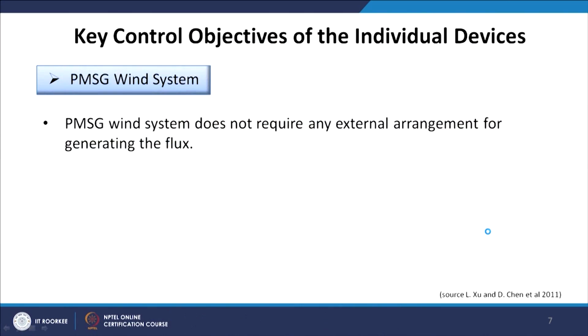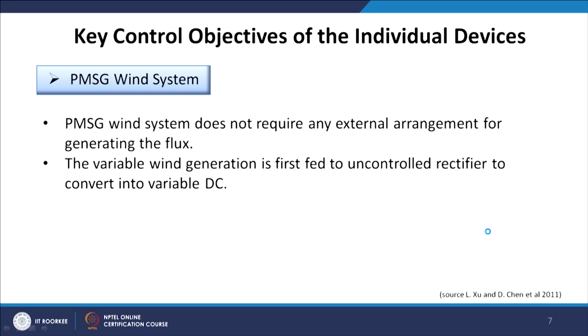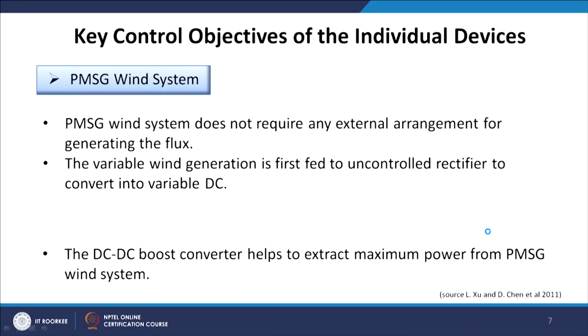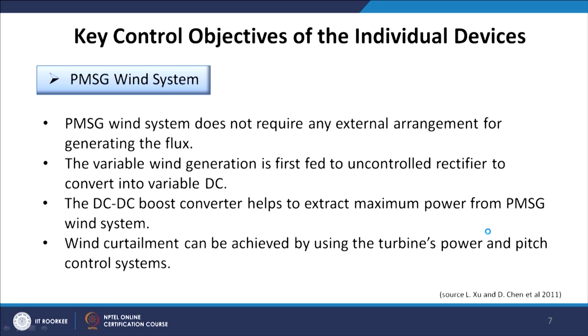PMSG wind system. PMSG wind system does not require any external arrangement for generating the flux. The variable wind generation is first fed to an uncontrolled rectifier to convert it into variable DC. The DC-DC boost converter helps to extract maximum power from the PMSG wind system. Wind curtailment can be achieved by using the turbine's power and pitch control system.